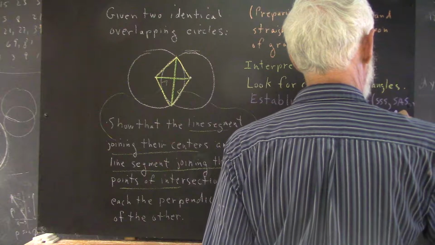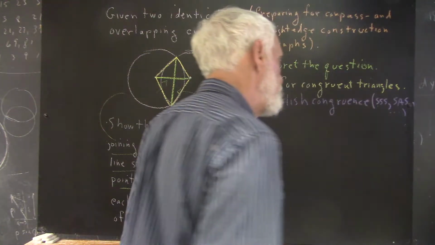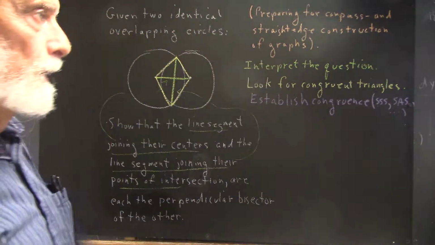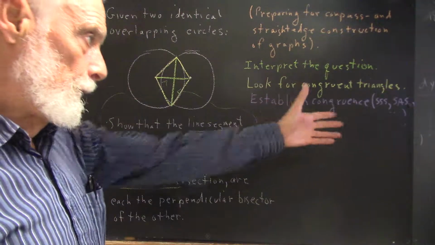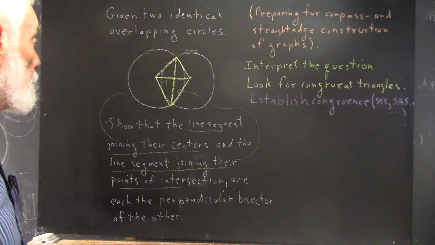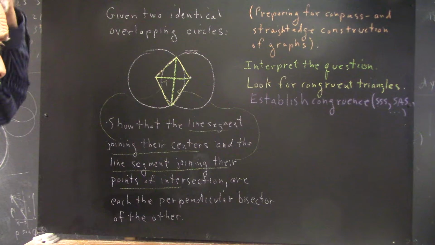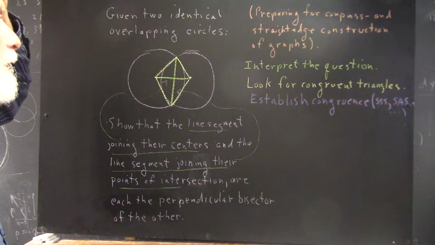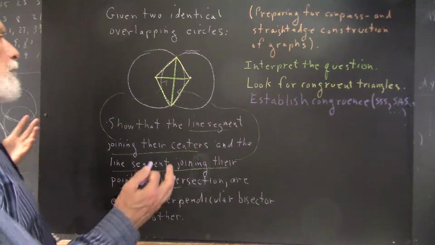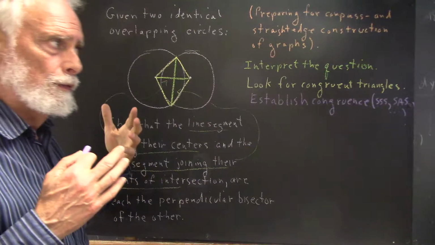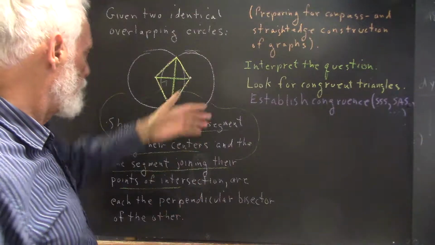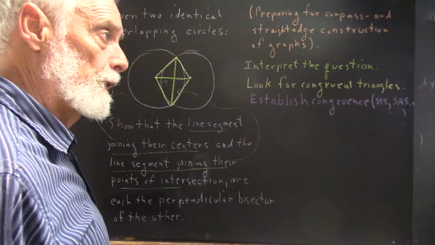Side angle side, and maybe some others. I'm not going to list them all. You should know them, and you should be able to reason them out. So, what can we do? We look for sides that are equal, sides of some of these triangles that are equal to one another.